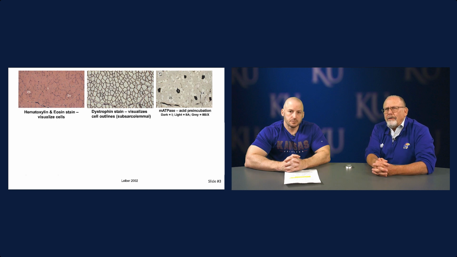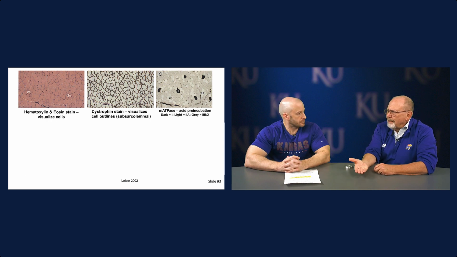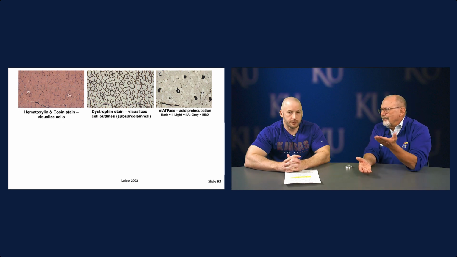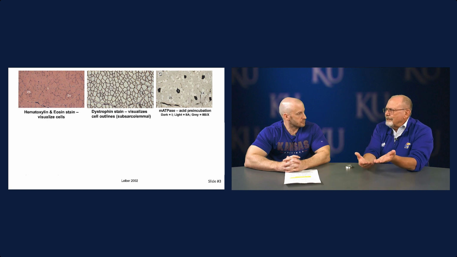What has evolved is most of the human work now, if you're doing myosin ATPase stains, uses the procedures of Brook and Kaiser. And that's been modified over the years by work from Dirk Pette and Robert Staron for human muscle tissue. On this one, it says there's an acid pre-incubation. What they found out over the years is if you take that little slice and put it in an acidic solution, it'll knock out some of the myosin ATPase. Or if you put it in an alkaline solution, it'll knock out others. And so then you're staining to see what's left.